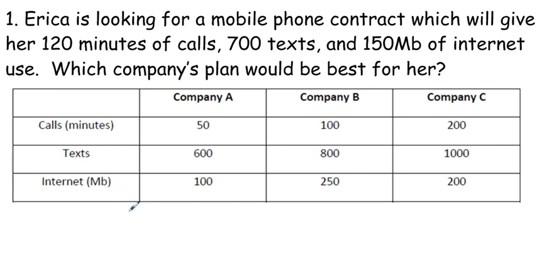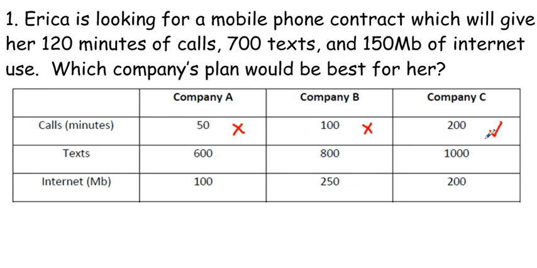Okay, so Erica needs 120 minutes worth of calls. So I'm going to go along the row for calls, and I'm just going to tick and cross which ones give her enough minutes. Company A only gives 50, so that's not good enough. Company B only gives 100, so that's not good enough. Company C gives her 200, so that is good enough.